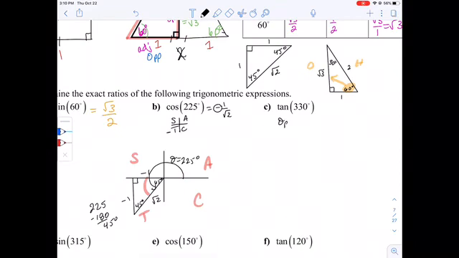30 degrees, okay? My theta ref, right? Our theta ref here was 45 degrees. Our reference angle here is 30 degrees. That comes from 360 minus 330.